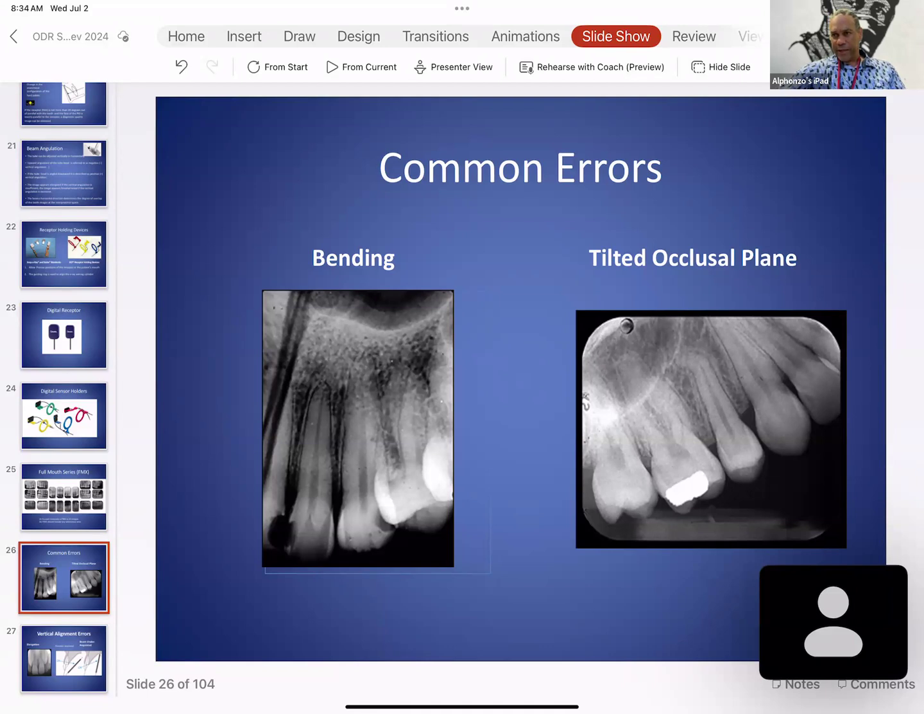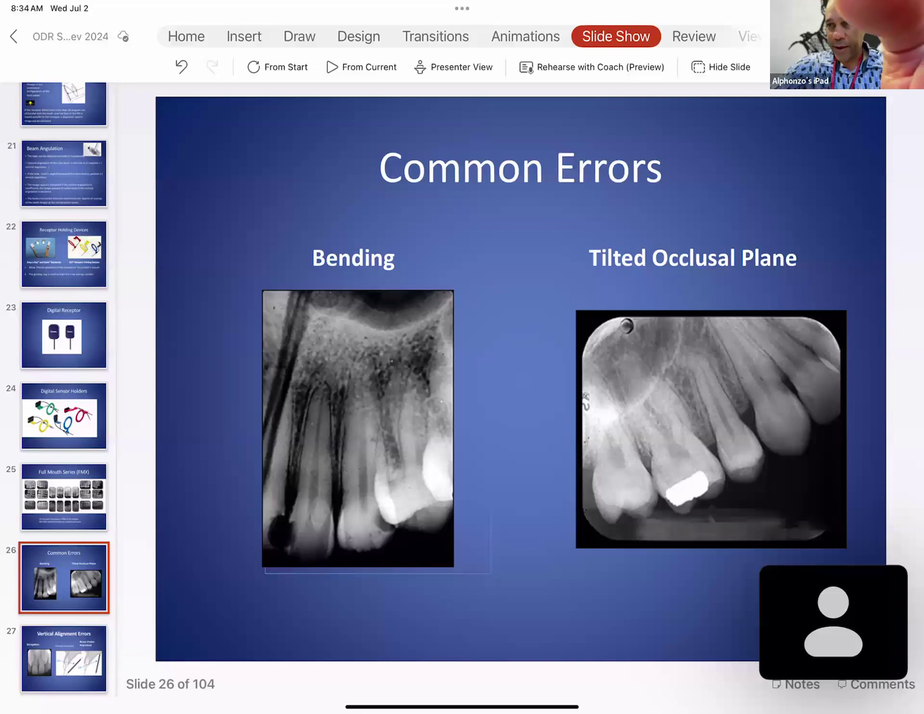The plane of the teeth, the occlusal plane, is at a 40 or 45-degree angle across the image, and that's not really how we want to see an image. And then, of course, it cuts off the apices of some of the teeth when they're set up like this. So we want that occlusal plane of the teeth.